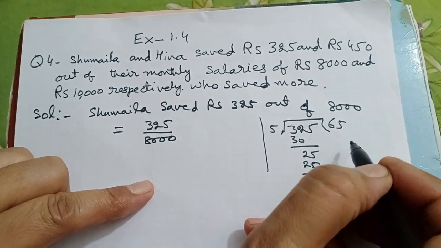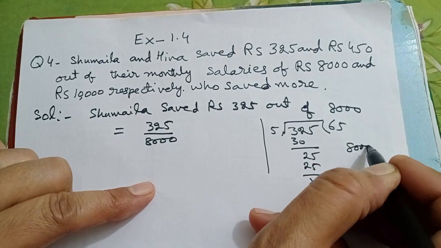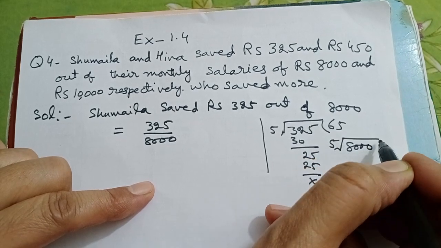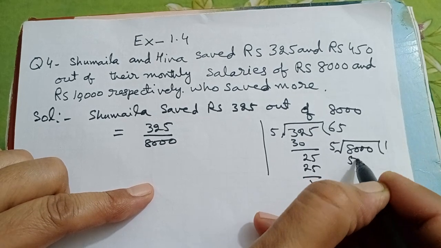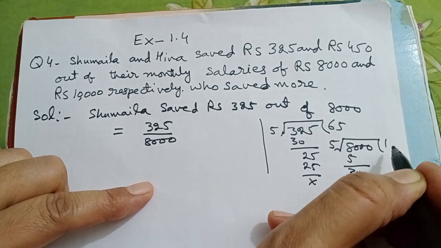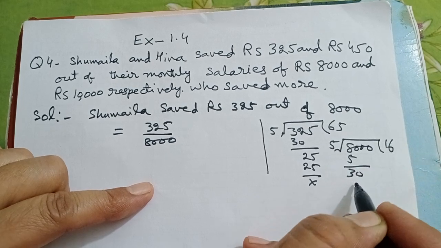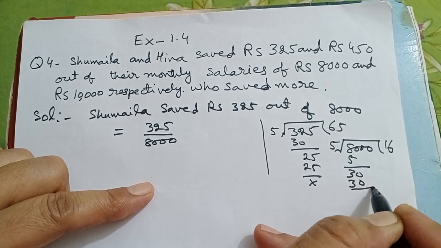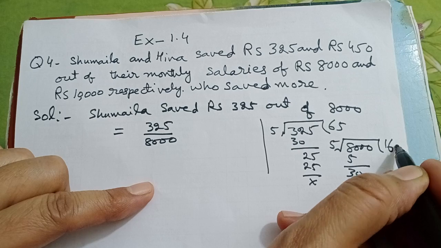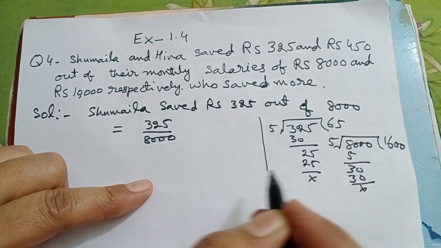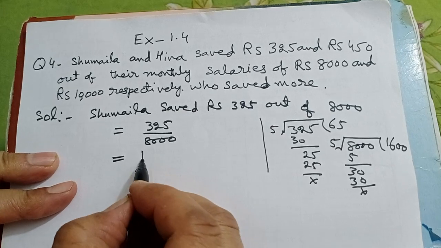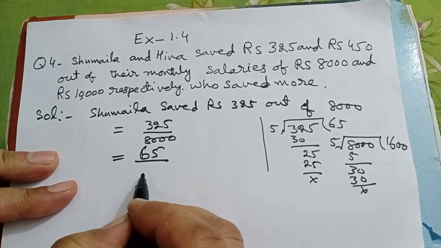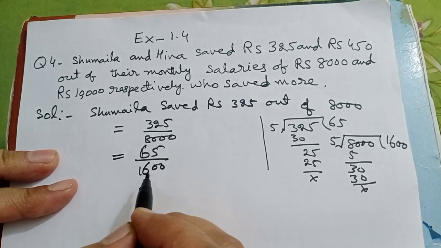Next we have 8,000. 5 ones are 5, 30. 5 6s are 30. And we write it as 65 divided by 1600.